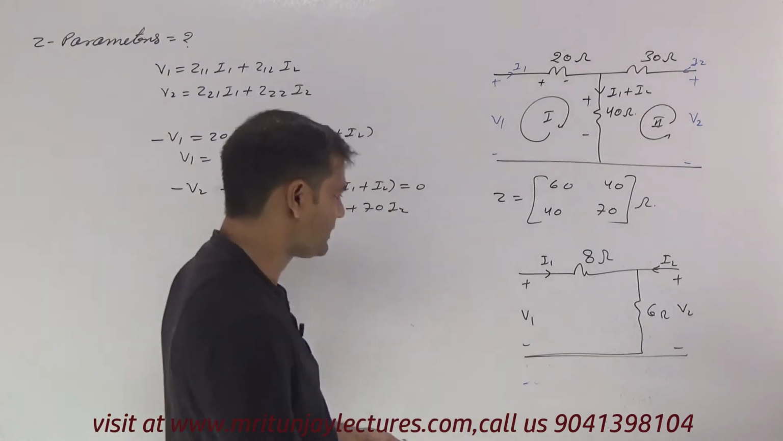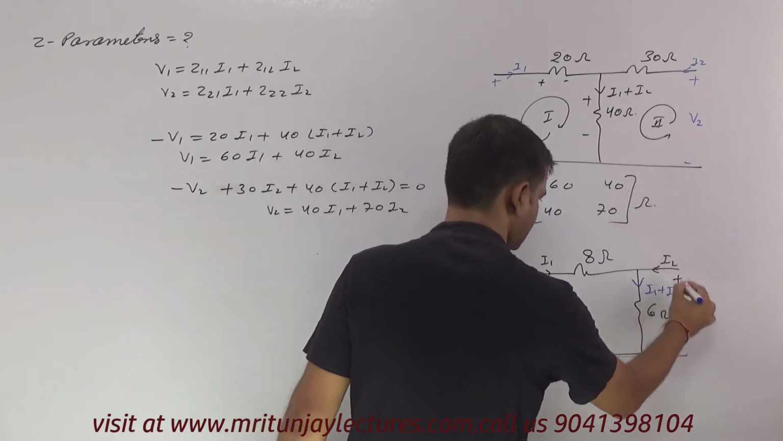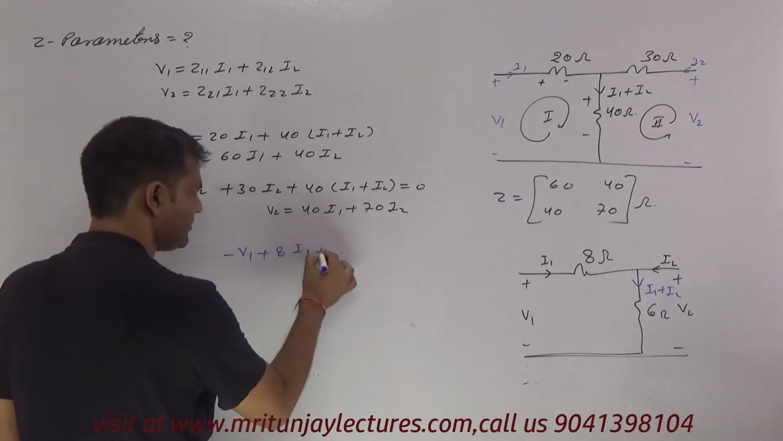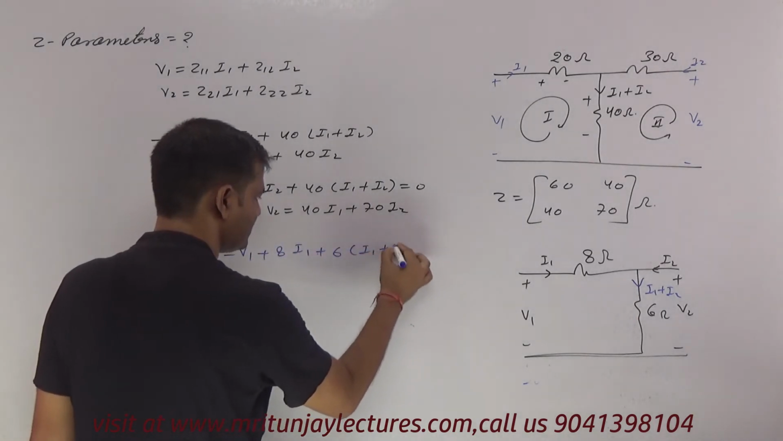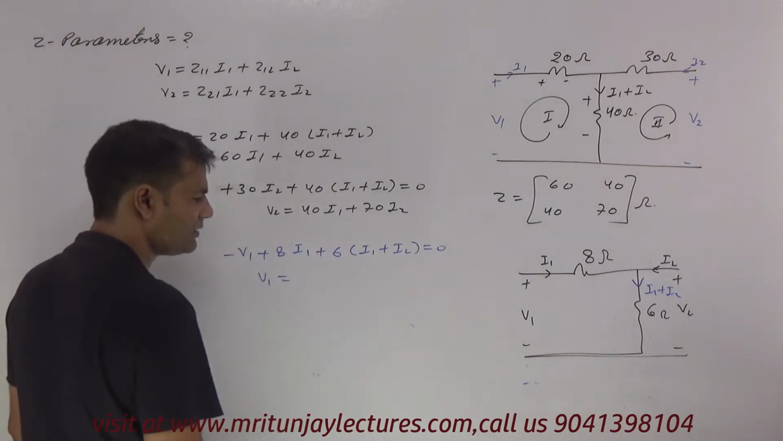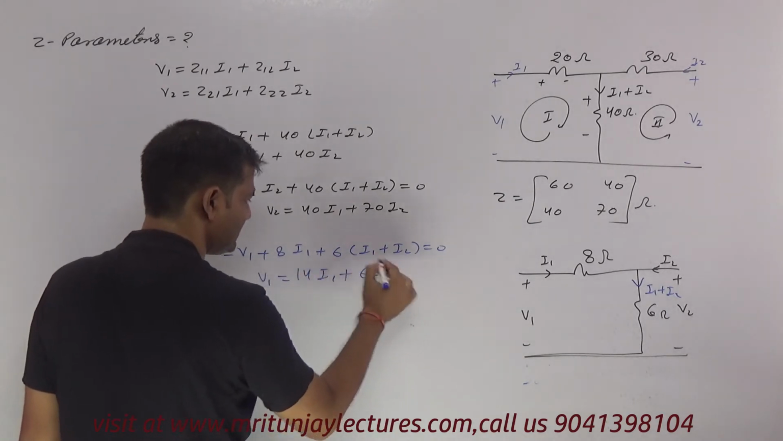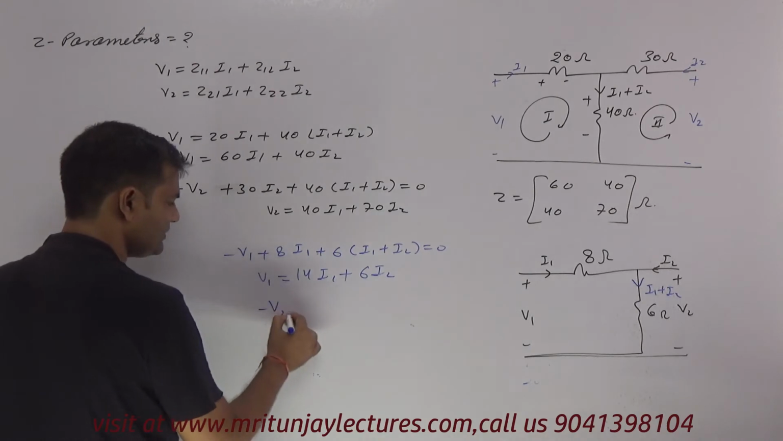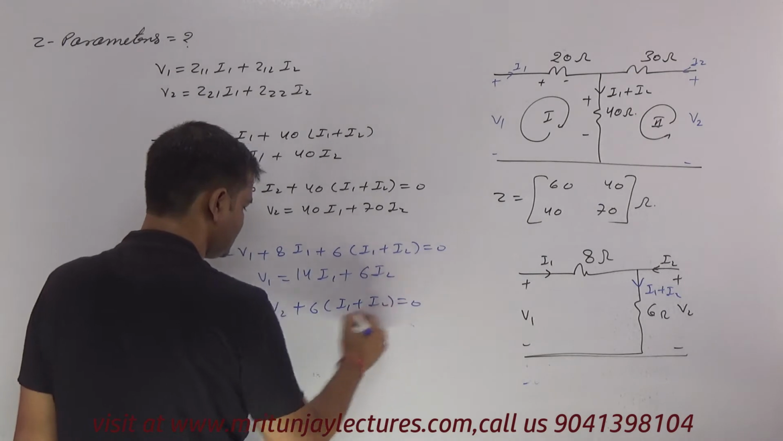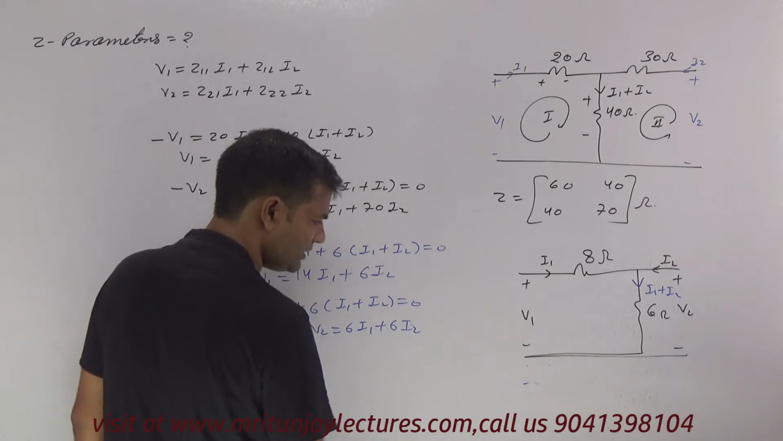Okay, now the net current is I1 plus I2, so minus V1 plus 8 I1 plus 6 (I1 plus I2) will be equal to 0. So V1 will be equal to 8 plus 6, 14 I1 plus 6 I2, very simple. And what about minus V2 plus 6 (I1 plus I2), this will be equal to 0. So V2 will be equal to 6 I1 plus 6 I2, very simple.